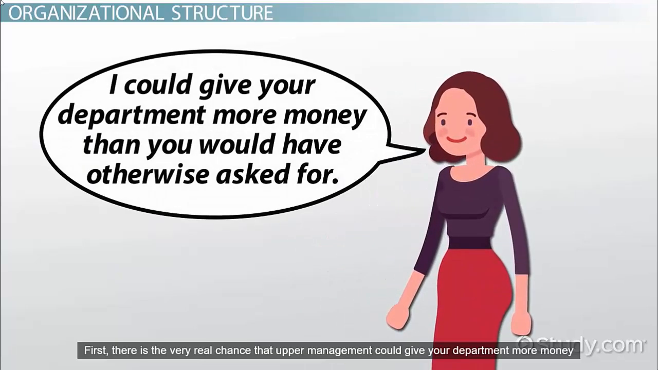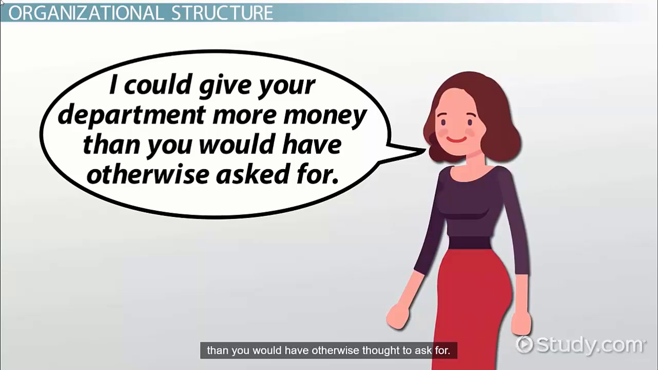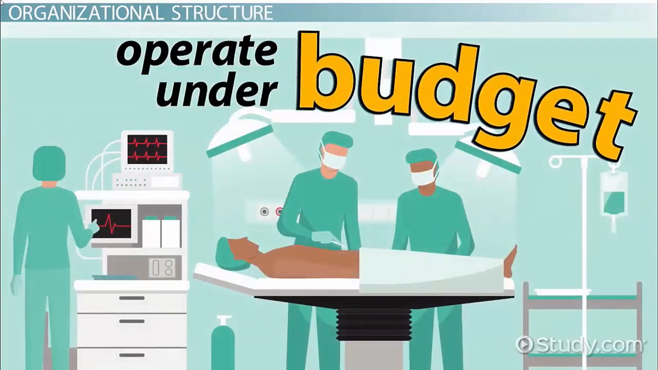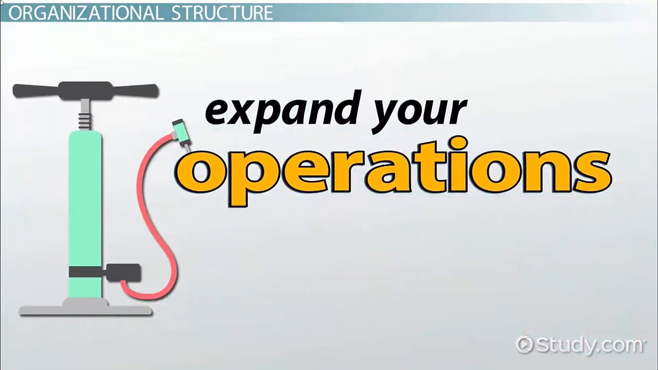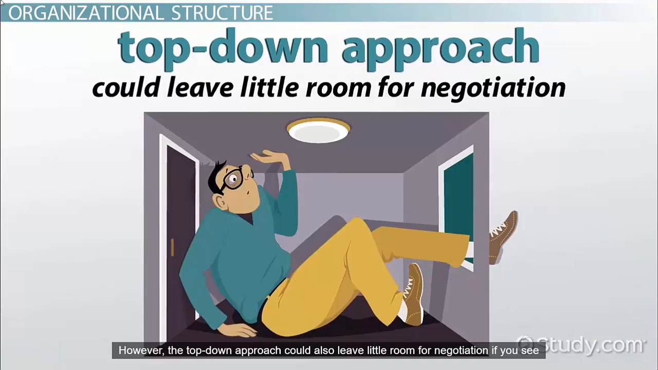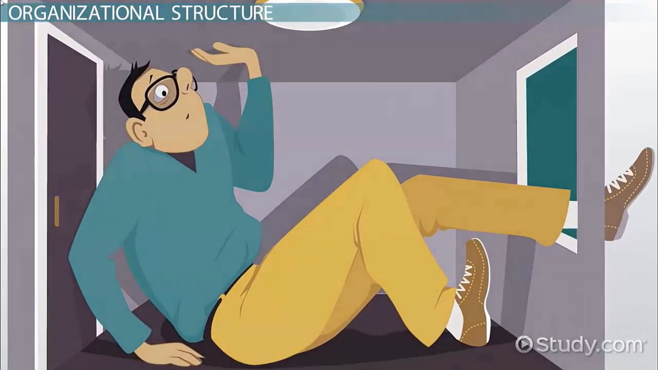First, there's the very real chance that upper management could give your department more money than you would have otherwise thought to ask for. This might mean that you could operate under budget, or that you could expand your operations. However, the top-down approach could also leave little room for negotiation if you see something that corporate doesn't.